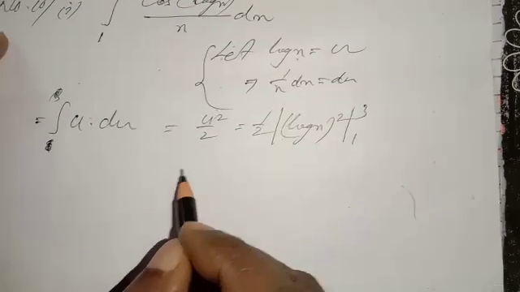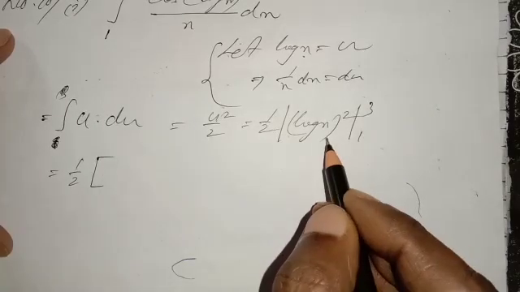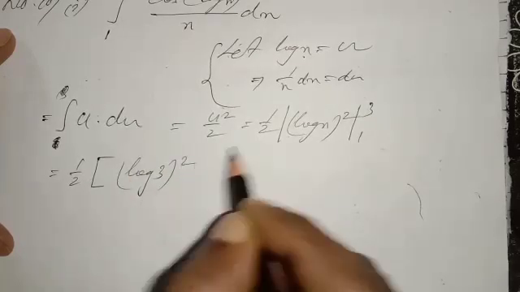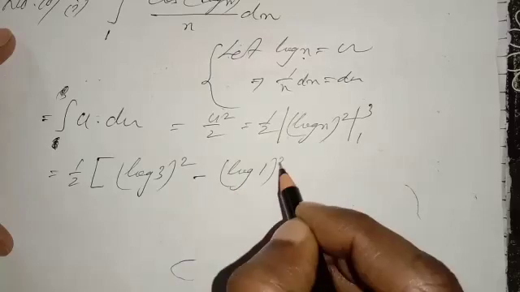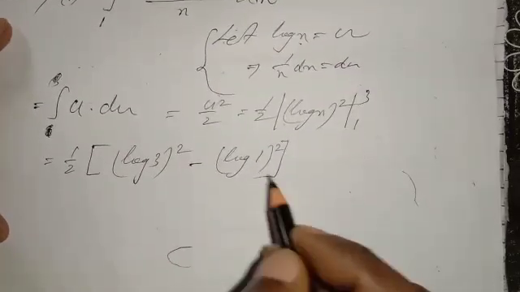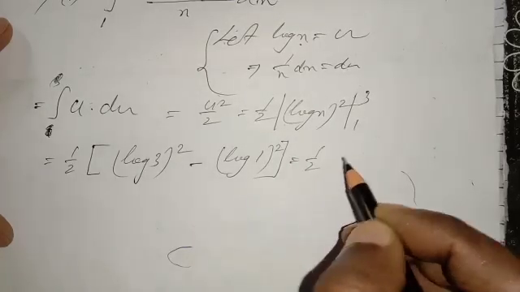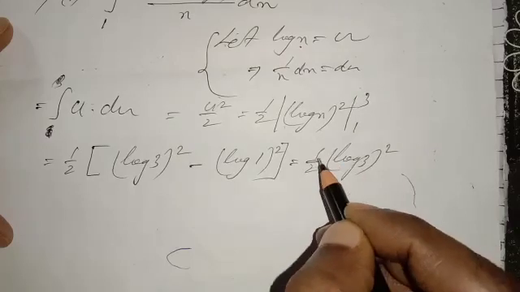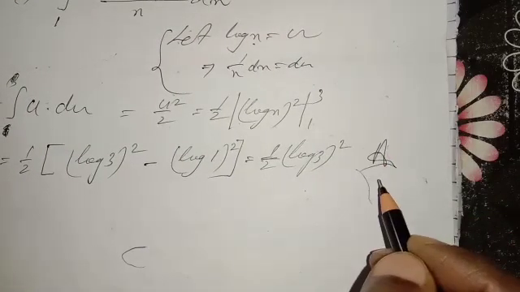Okay. This will be 1 by 2 outside. Upper limit value putting x equal to 3, that is log 3 whole square, replacing x by 3, minus log 1 whole square. Okay. Log 1 is 0, that means this part becomes 0. Finally getting 1 by 2 log 3 whole square. This is the answer of number 10 first part.